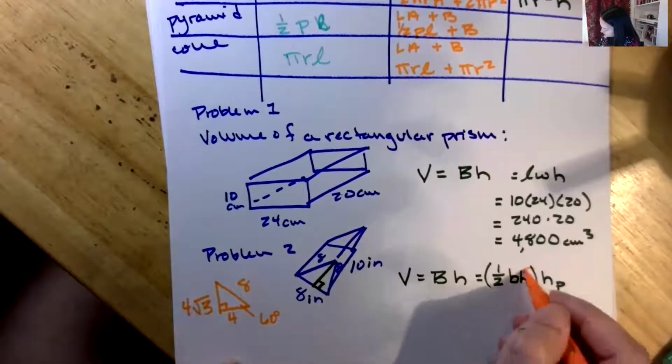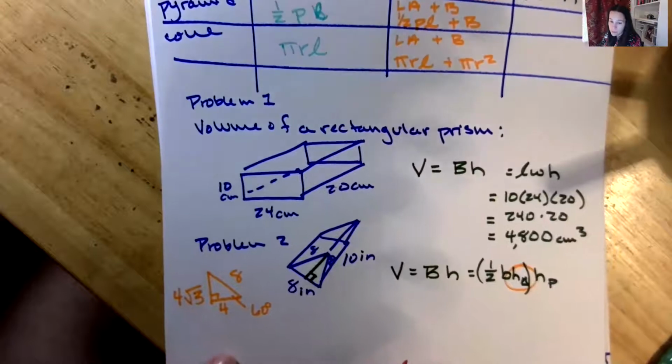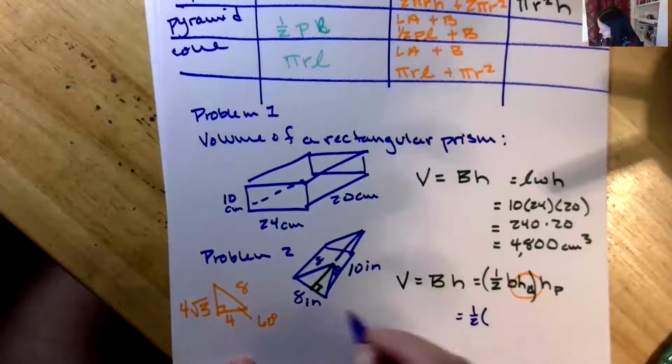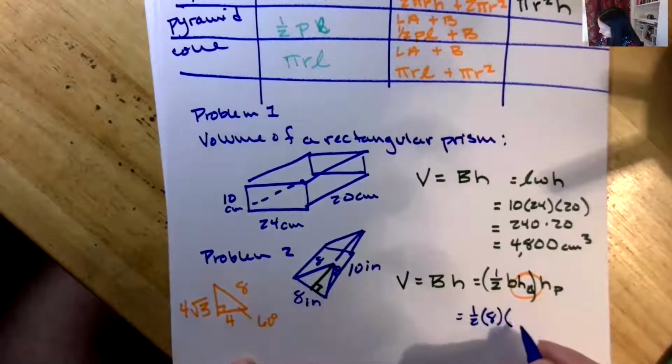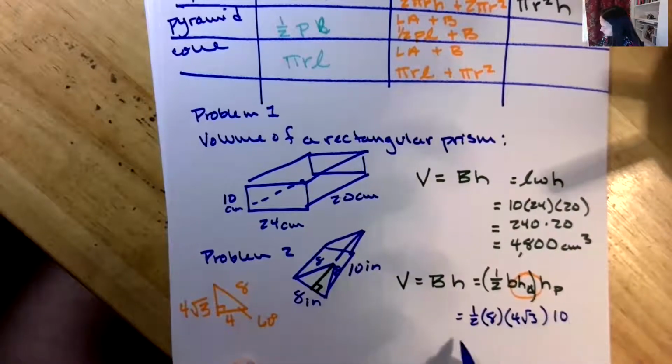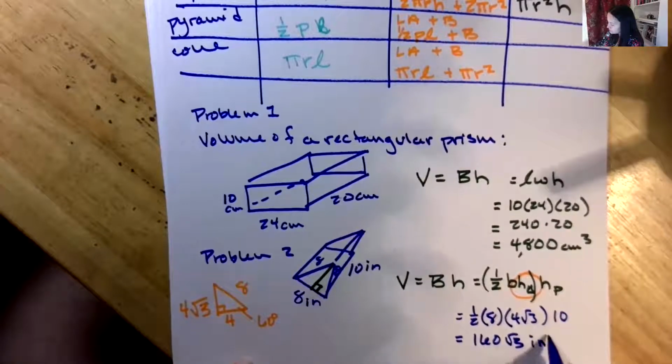So I plug that in for the height of my triangle, and I have 1/2 times the base of my triangle, which is 8, the height of my triangle, which is 4√3, and the height of my prism, which is 10. So 1/2 of 8 is 4, 4 times 4 is 16, 16 times 10 is 160√3 inches cubed. Or if I put that in the calculator, I would get 277.128 inches cubed.